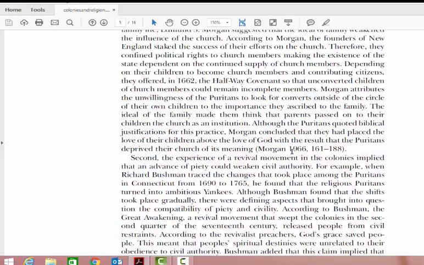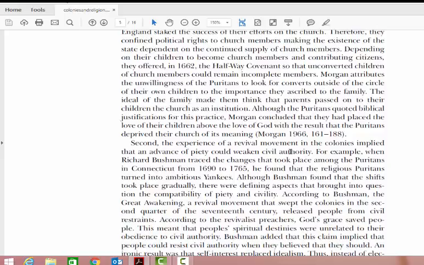It keeps talking about the Great Awakening. So you may want to do some research on that. The Great Awakening, a revival movement that swept the colonies in the second quarter of the 17th century, released people from civil restraints. So if you ever want to do a Google search, look at the Great Awakening of the colonies in the 17th century.